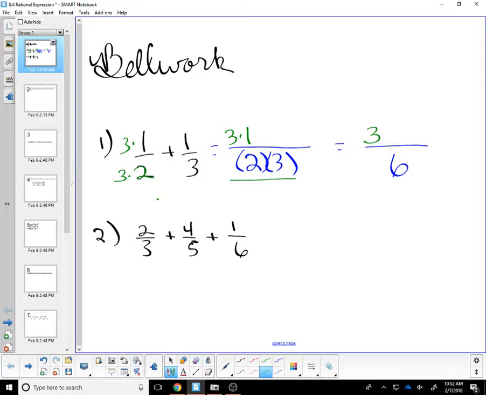Now, the other question is, how did this 3 become 2 times 3? We multiplied it by 2, which means we do it up here as well. So this is plus the 1 times 2, which is simply 2. That becomes 5, 6.